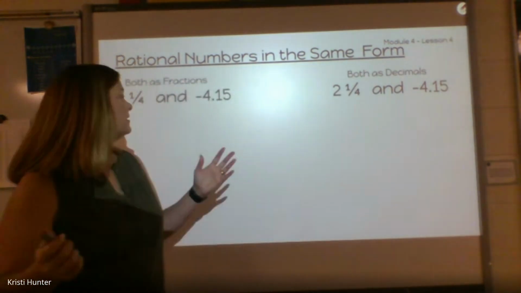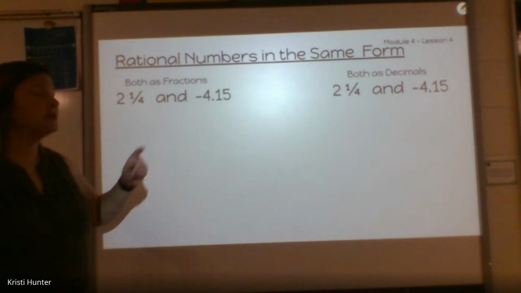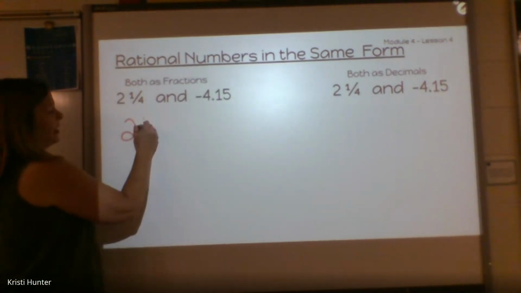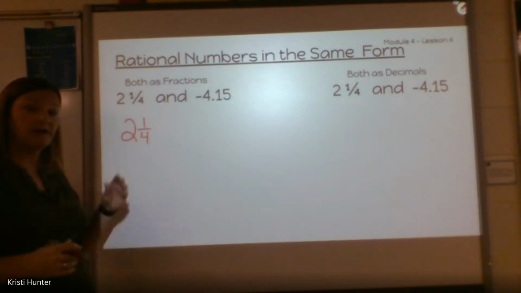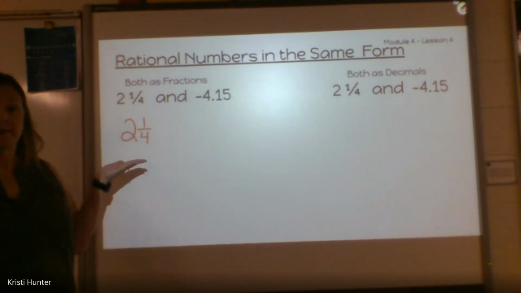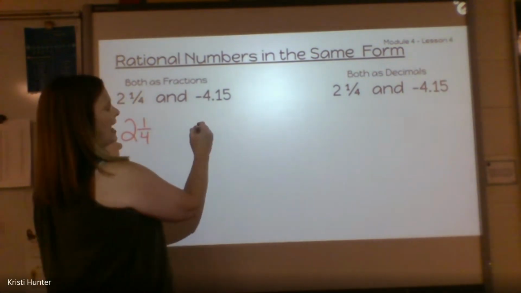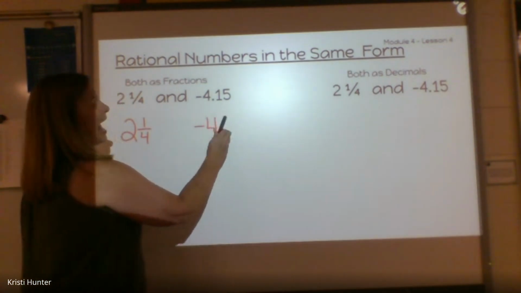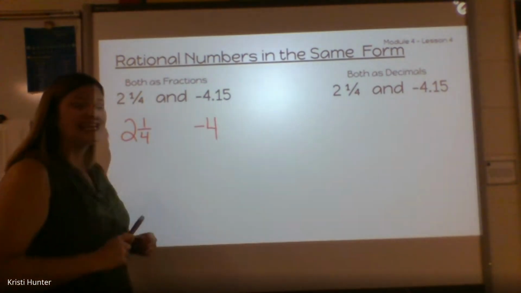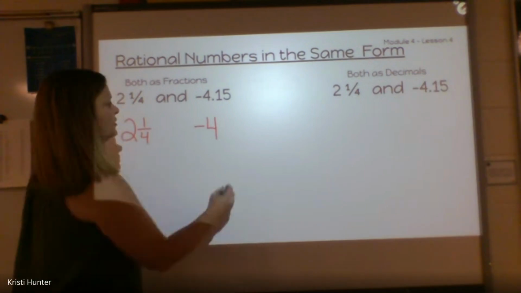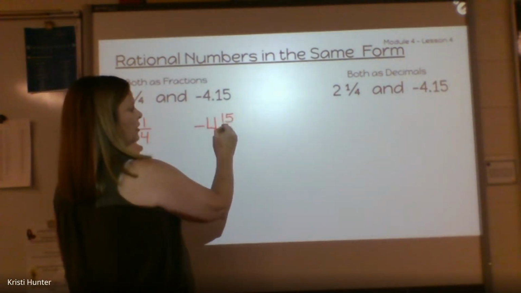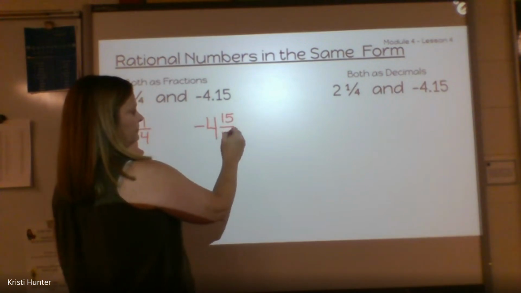All right, so let's see if we can do it. Put them both as fractions. So 2 1/4 is already a fraction, so I'm not going to mess with that. But I need to work on this side. So -4, and this is 15 hundredths. So I'm going to stick 15 over 100.